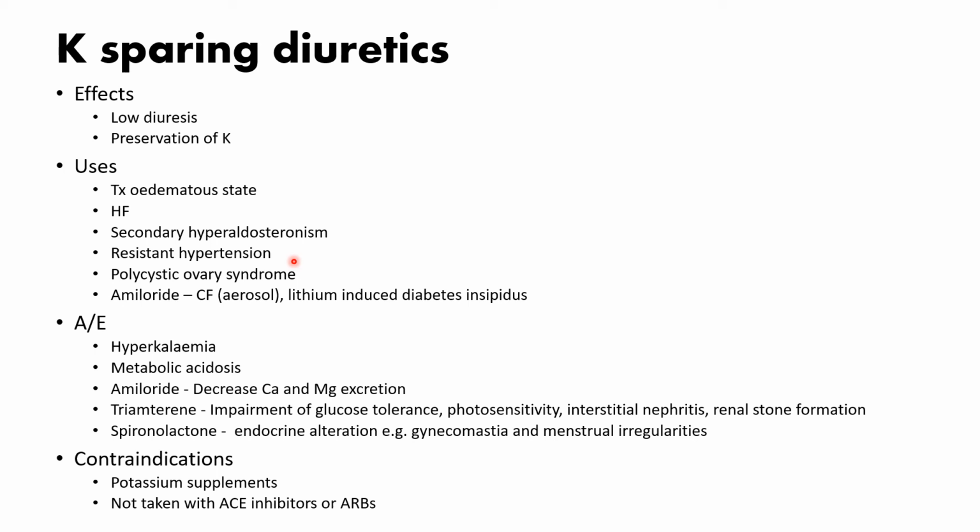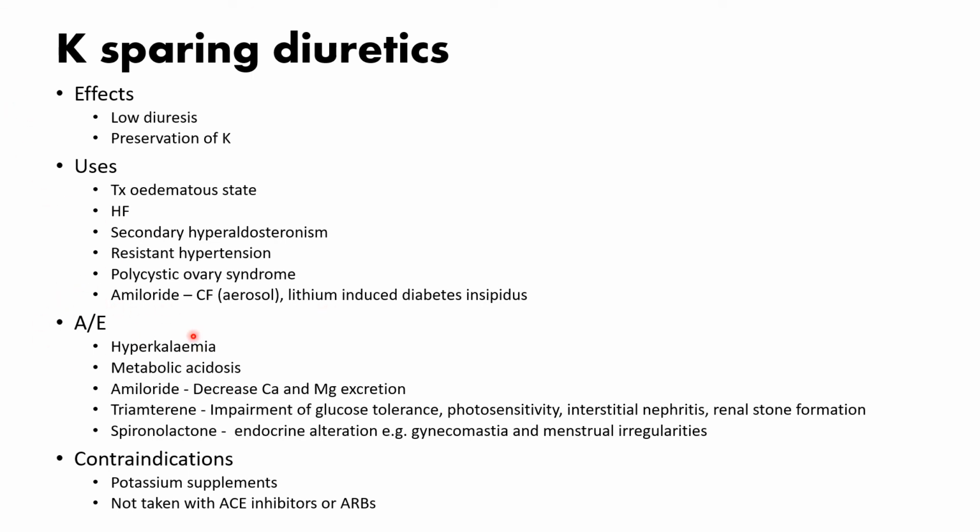They're also used in patients with polycystic ovarian syndrome because they block androgen receptors, which inhibit steroid synthesis. But I think this only happens with high doses. So amiloride specifically is used to decrease secretions in cystic fibrosis patients when administered in an aerosol form, and they are the drug of choice. Amiloride is also a drug of choice for patients with lithium-induced diabetes insipidus because it prevents lithium from getting into the tubule.